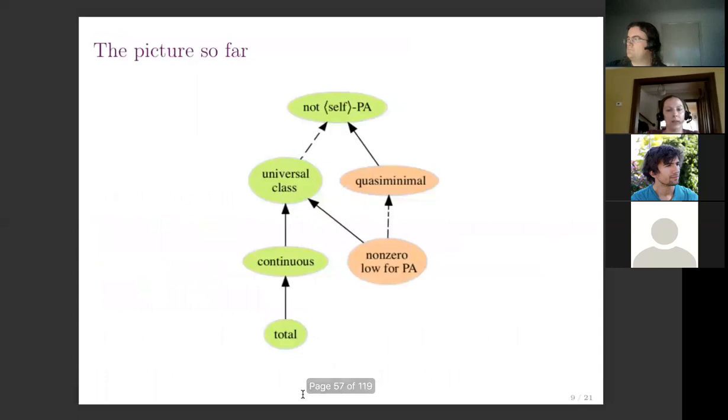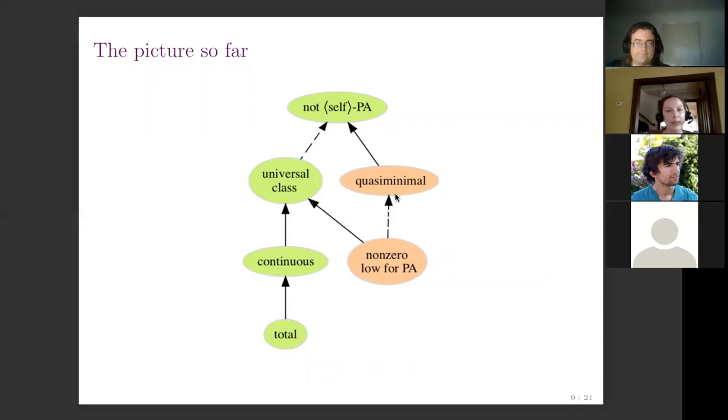Okay, so this is the picture we have so far. We've got not self-PA at the top, total at the bottom, and a universal class here in the middle, two ways to be a universal class. And we know that they're definitely different because, well, continuous contain total, and non-zero low for PA implies quasi-minimal. We don't know whether these two arrows are strict.